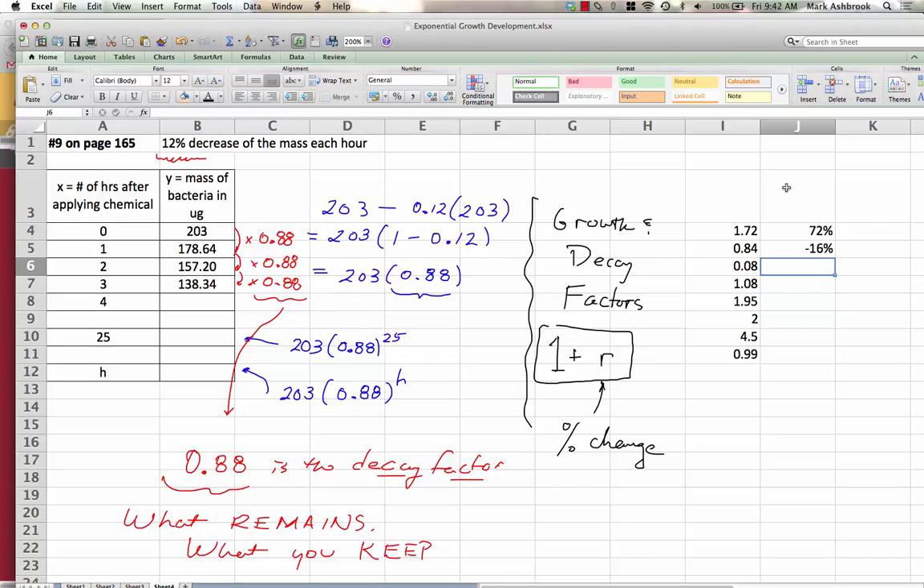Somebody new. Let's see. How about Miley? Is it Miley? Riley? No, Miley. What is 0.08? What percent change is that? Nice and loud.